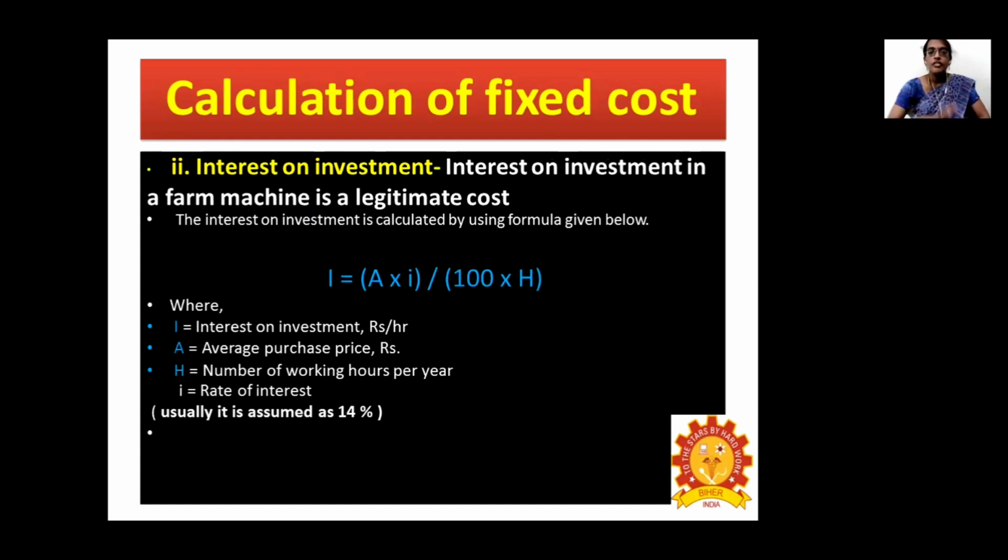This one is known to be a fixed cost. The first one we have seen is depreciation cost, and the next one is interest on investment. Interest on investment is defined as a legitimate cost. It is normally calculated by using this formula: I is equal to A into i divided by 100, divided by H. Interest on investment is in terms of rupees per hour. A is defined as the average purchase price, and H is defined as the number of working hours per year. And i is defined as the rate of interest. Normally the rate of interest for agricultural machinery is taken as 14%.